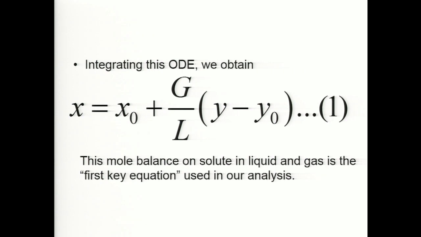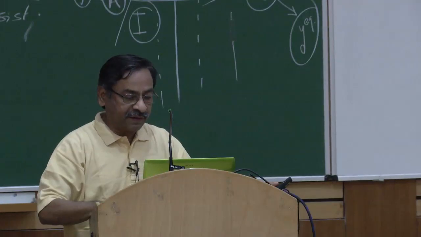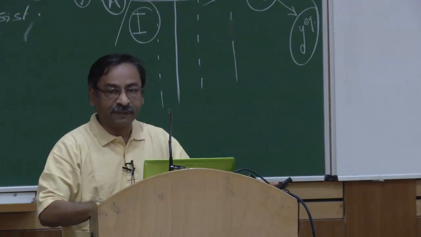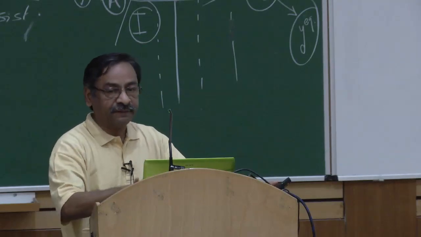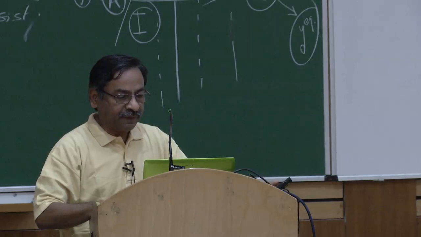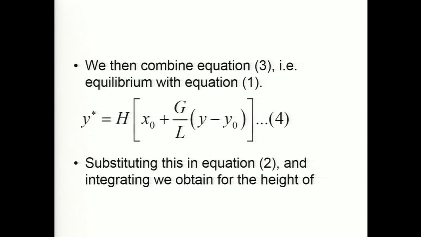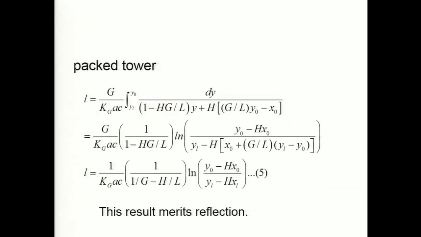I need to substitute Y star in terms of Y. Y star equal to Hx, or Henry's law, does not give me Y star in terms of Y, but I have a relation between X and Y, that is this. So, I substitute for X in terms of Y here from equation 1, and therefore, I will get Y star equal to H into X, which is X0 plus G by L times Y minus Y0. Now, this is the relation I was looking at. I want Y star in terms of Y, this is it. I substitute this in equation 2. Okay? That is what we do next, and this is what we get.